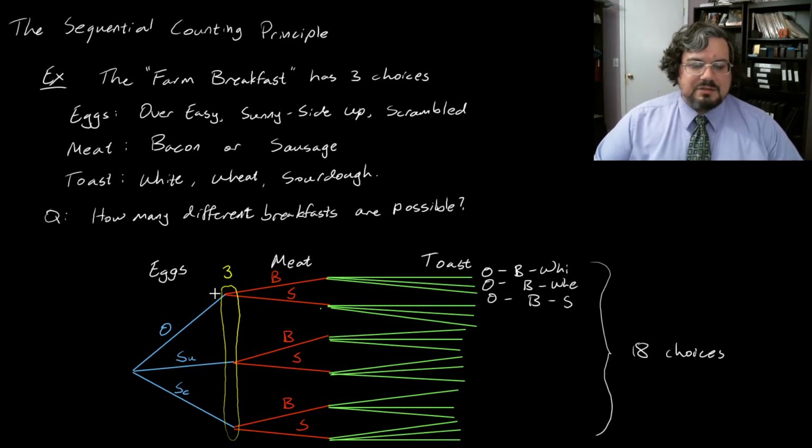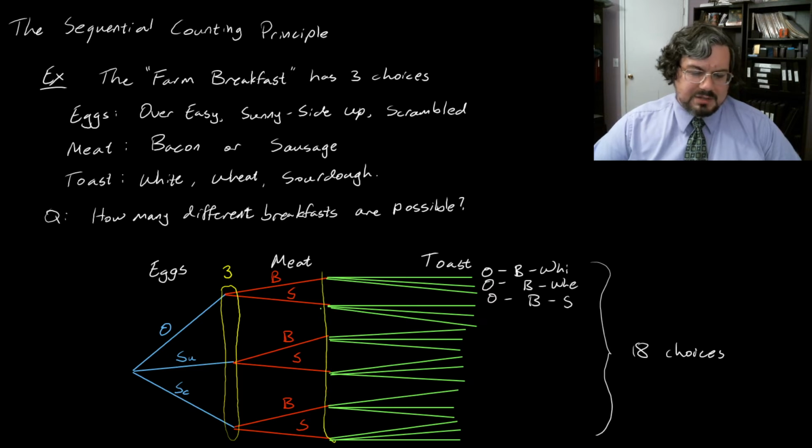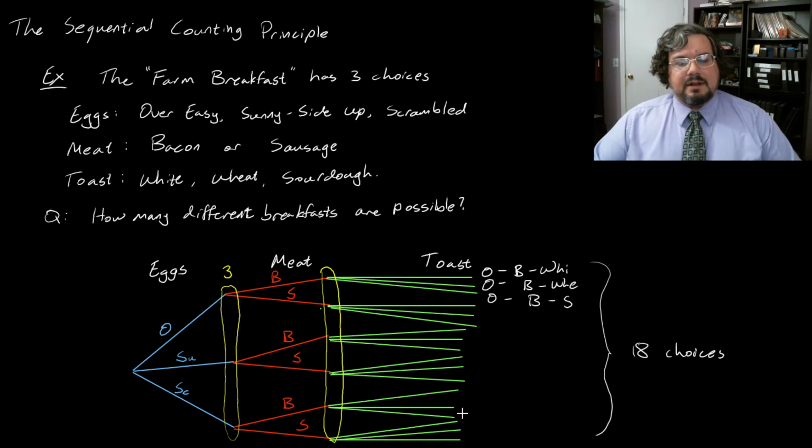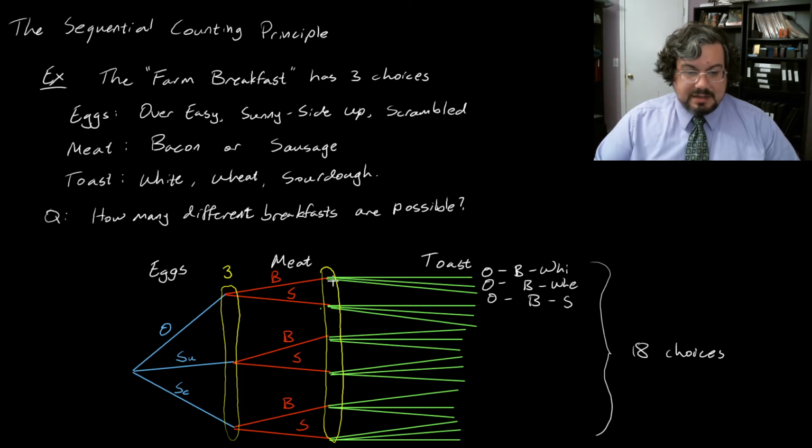But then once we make each of those choices, each one of those choices leads into two more choices, where each of our three choices corresponds to two possible meat choices. And so if we count these up, we can see that if we pause after our second choice, we have 1, 2, 3, 4, 5, 6 different breakfasts we could make, just considering the eggs and the meat.